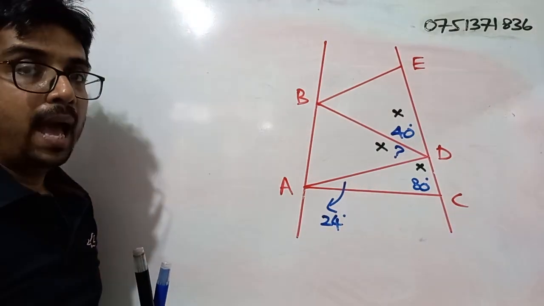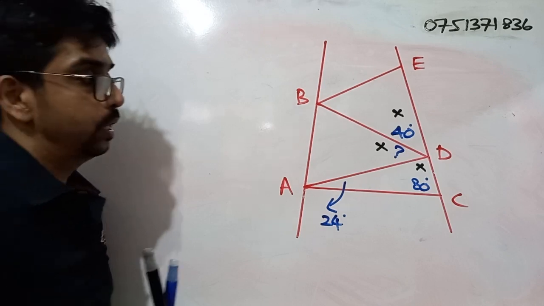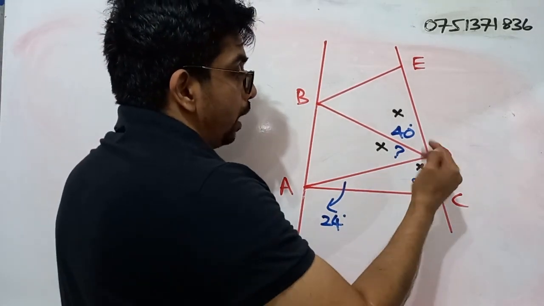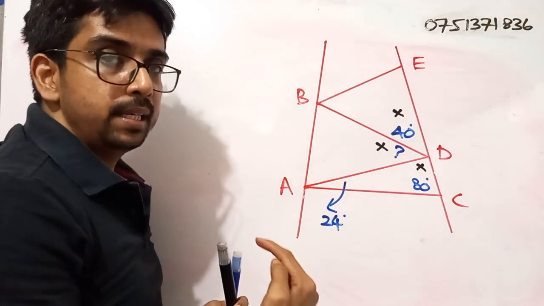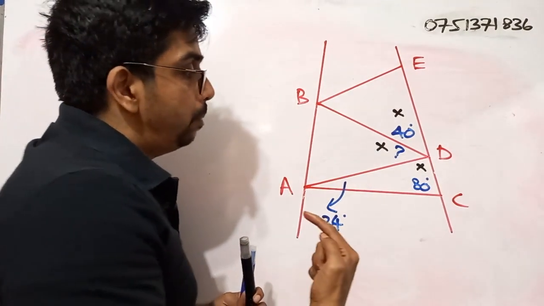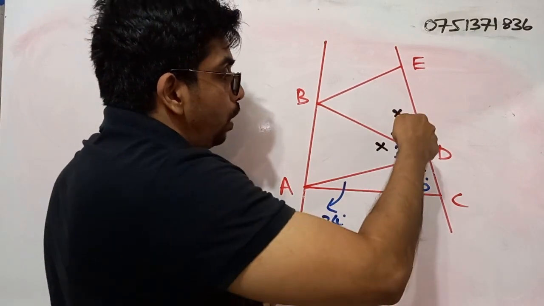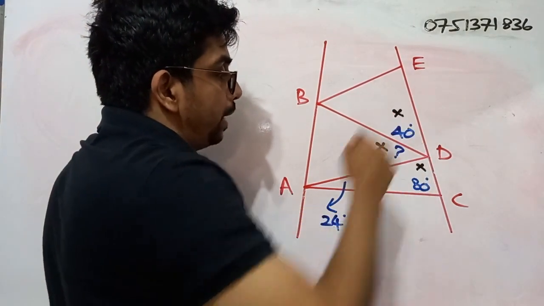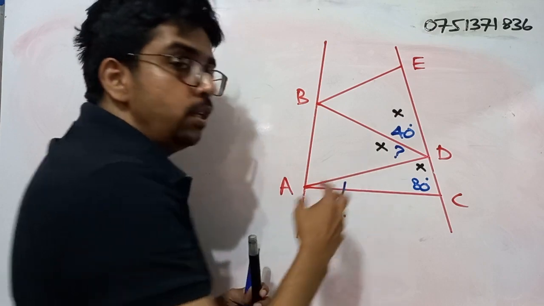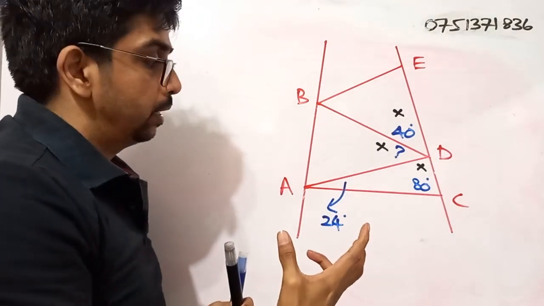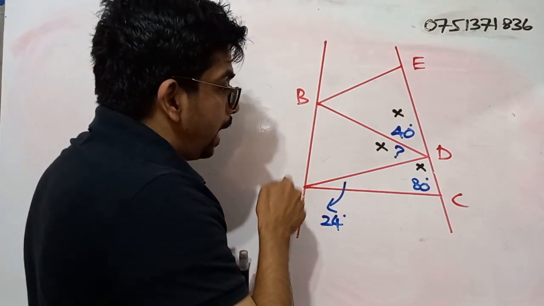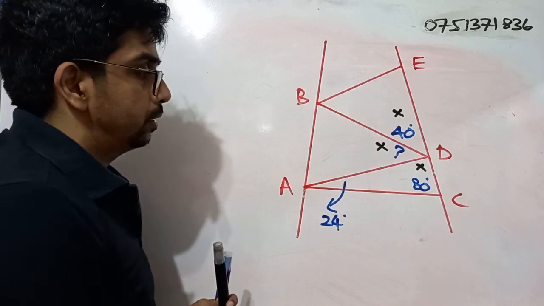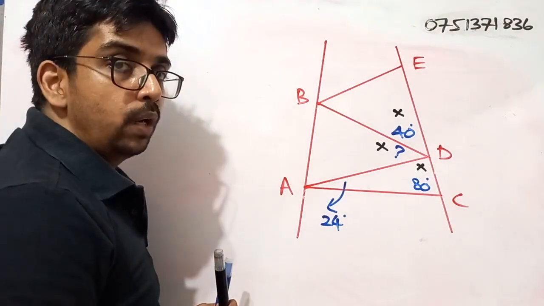Those are adjacent angles, right? So we know the sum of those angles should be equal to 180. But the problem is we only know the magnitude of one angle. These two angles we don't know the magnitude. Now if we consider angle ADC, we can calculate the magnitude.